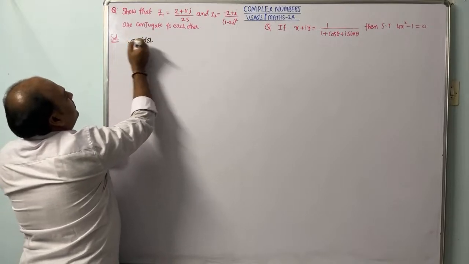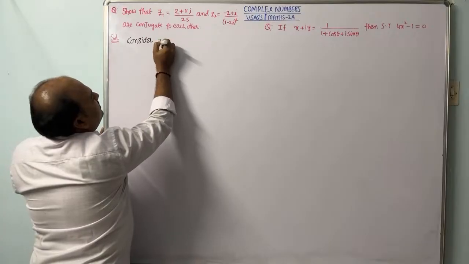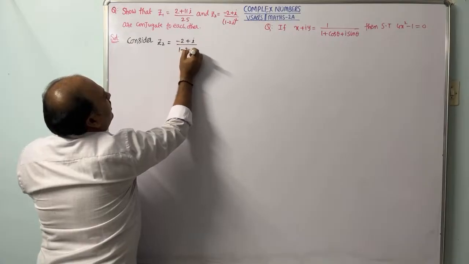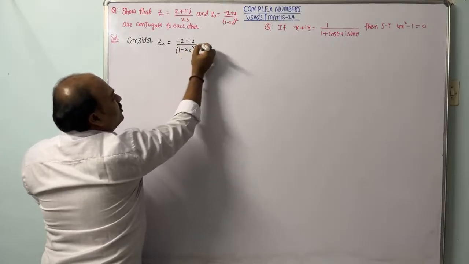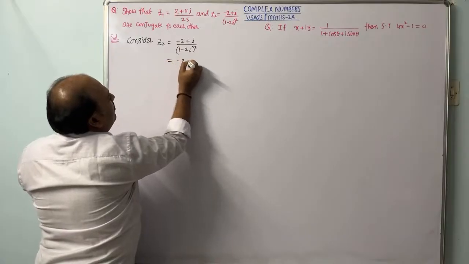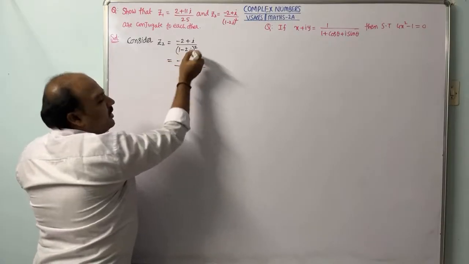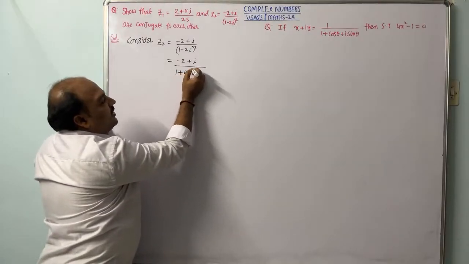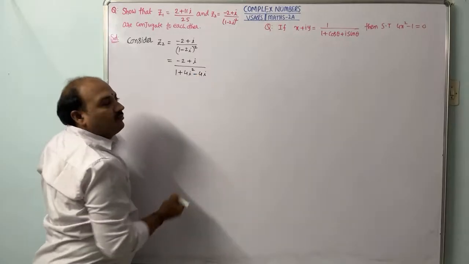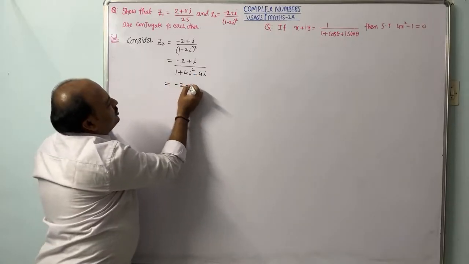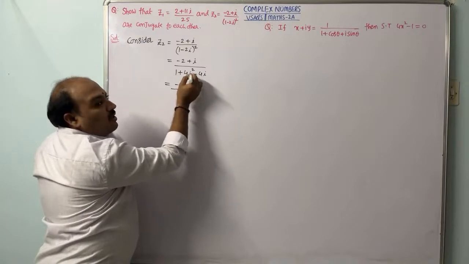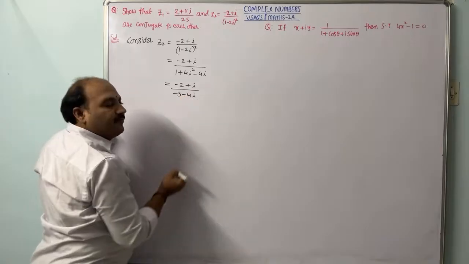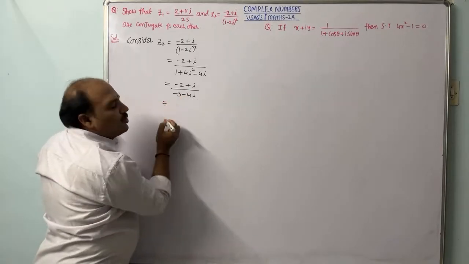Consider Z2 equal to (-2 + i) divided by (1 - 2i) whole square. You need to simplify, dear students. Minus 2 plus i by (1 - 2i) whole square only. The denominator is 1 plus 4i square minus 4i, which is equal to 1 minus 4 minus 4i, that is minus 3 minus 4i.